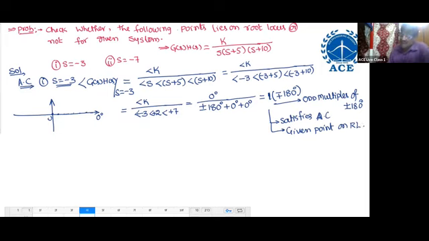So similarly, check for -7, all of you. Verify -7. Check whether it lies on the root locus or not. Similarly, the second bit: S equal to -7.